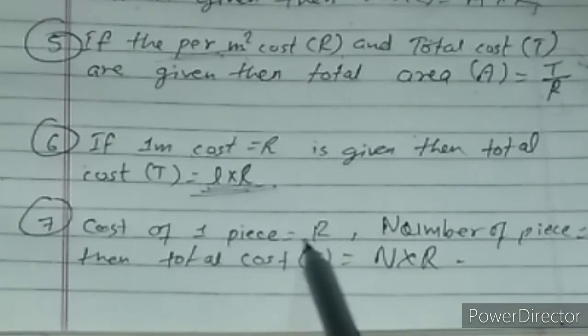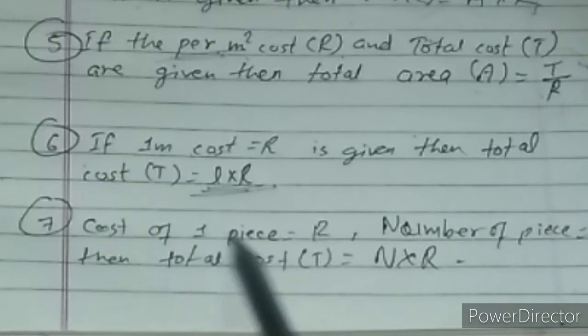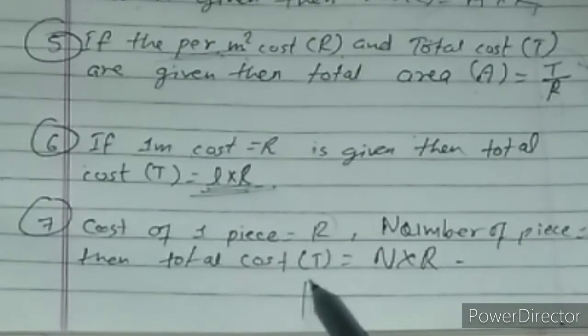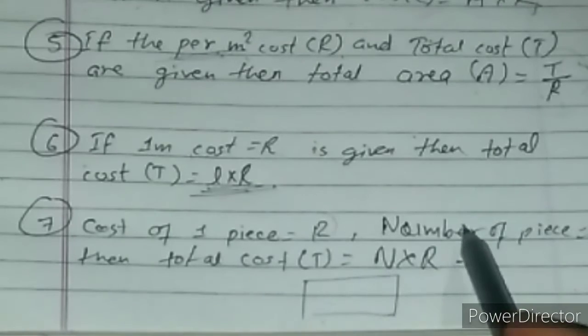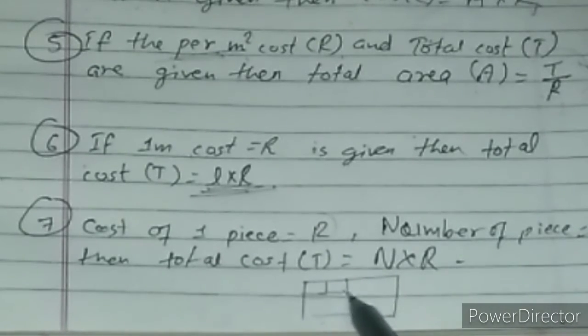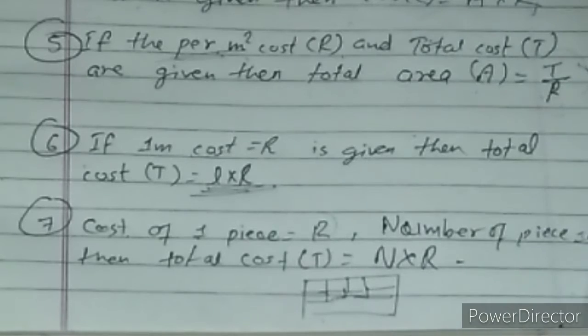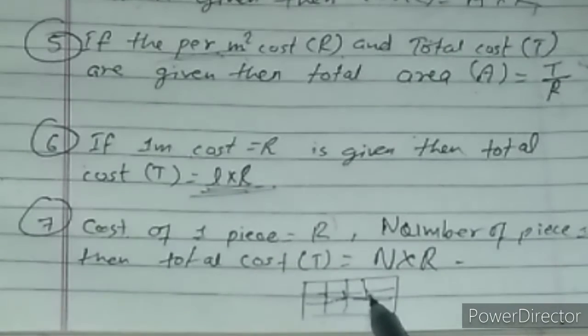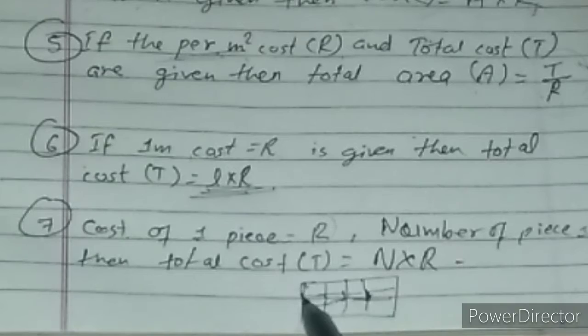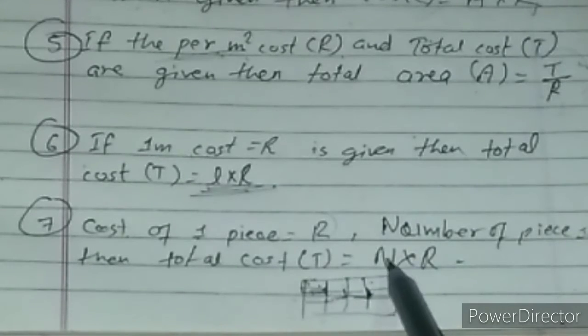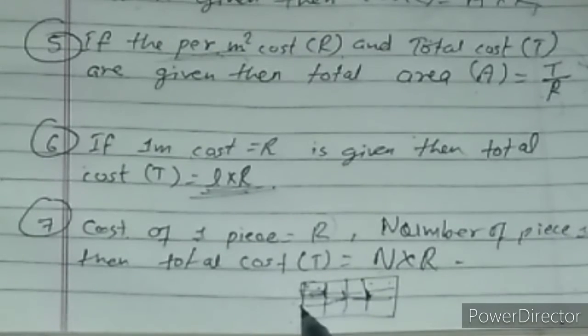Similarly, the cost of one piece is R, like tile. If you have to put tiles on the floor, then how many pieces are required, and what is the cost of one piece. The cost price of one piece is R, number of pieces is n, then n into R. For example, one piece is 1000 rupees. If we require 12 pieces, then total cost is 12 into 1000, 12,000. Okay.